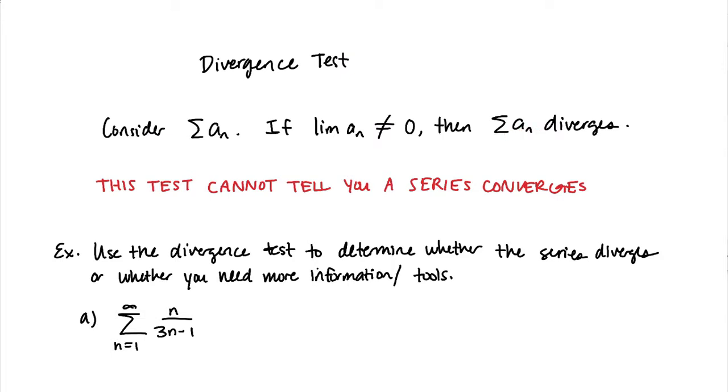The most important thing that I would like to highlight several times is that the divergence test cannot tell you that a series converges. Think about that for a second. The divergence test can only conclude divergence. Essentially, when we apply this test to a series, we will come to the conclusion that a series diverges, or we'll come to the conclusion that we simply don't know what the series does.